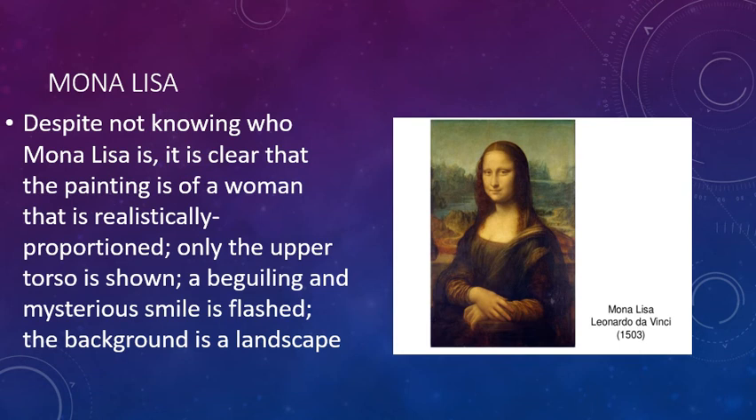A good example for this one is the Mona Lisa, a painting from Leonardo da Vinci in 1503. So despite not knowing who Mona Lisa is, it is clear that the painting is of a woman that is realistically proportioned. Only the upper torso is shown. A beguiling and mysterious smile is flashed. The background is a landscape.